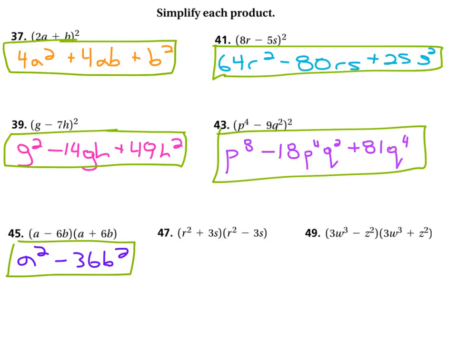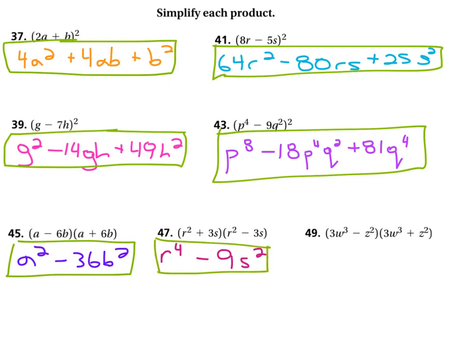Now, we're doing the same thing. We're multiplying r squared plus 3s times r squared minus 3s. And since they're basically the same but with opposite signs in between, we square the front term, r squared times r squared, r to the fourth. Square the back term, 3s times 3s, 9s squared. And with subtraction in between them, we subtract.